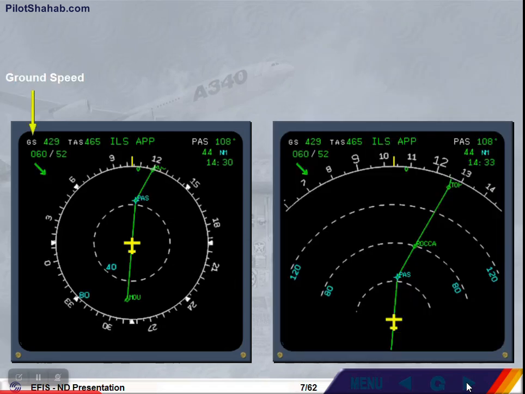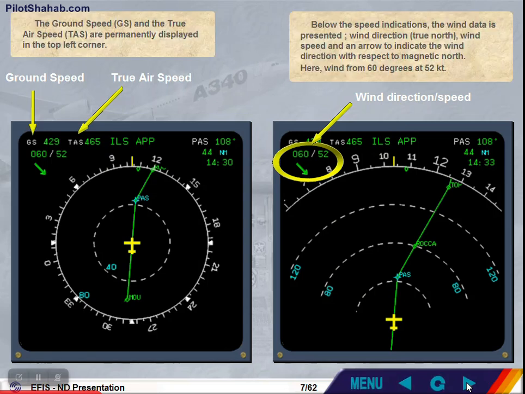The ground speed, GS, and the true airspeed, TAS, are permanently displayed in the top left corner. Below the speed indications, the wind data is presented. Wind direction, true north, wind speed, and an arrow to indicate the wind direction with respect to magnetic north. Here, wind from 60 degrees at 52 knots.